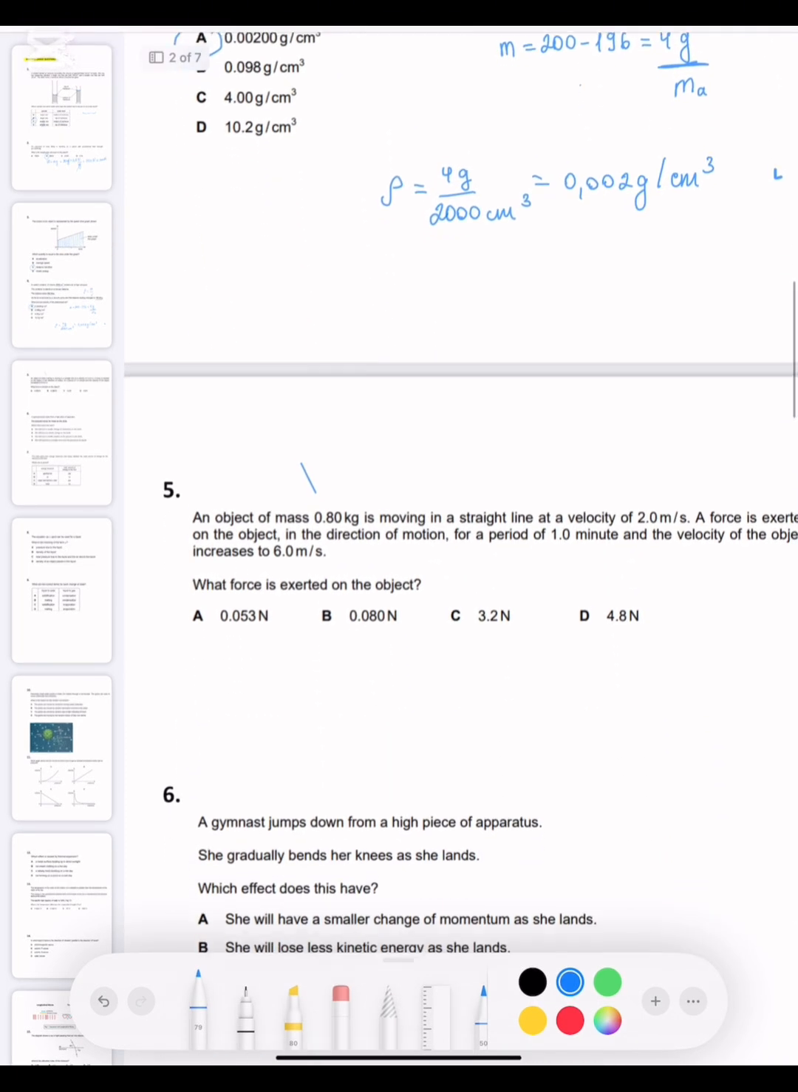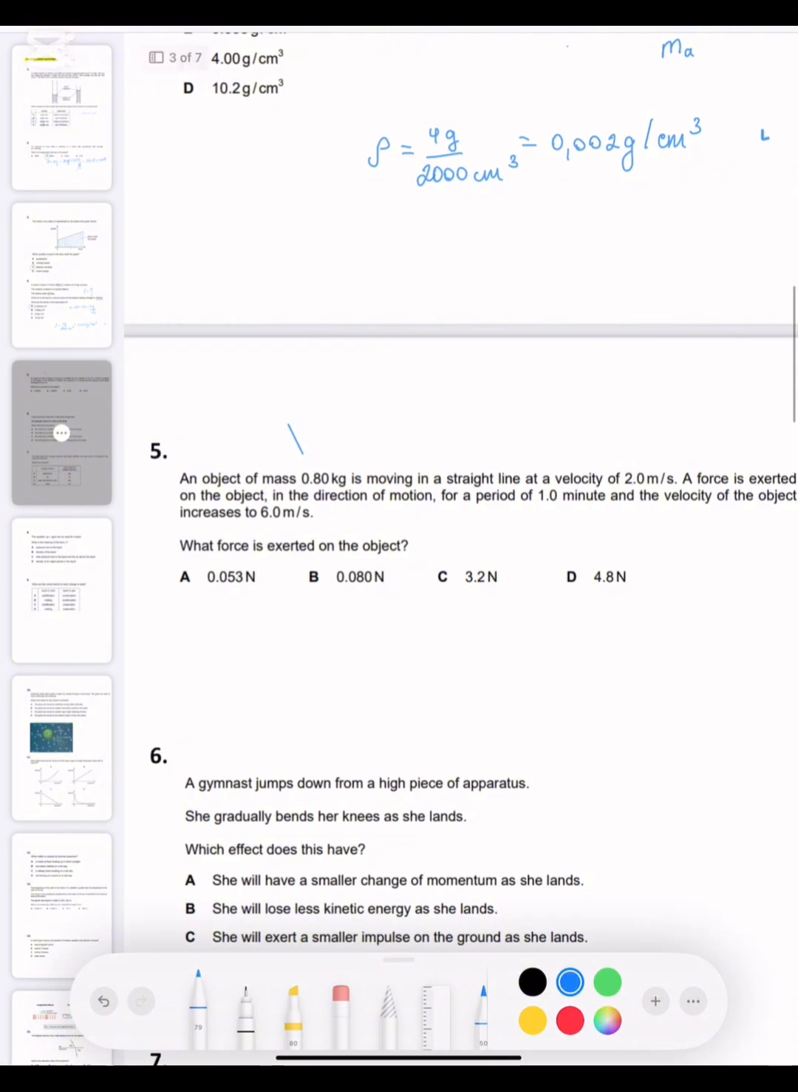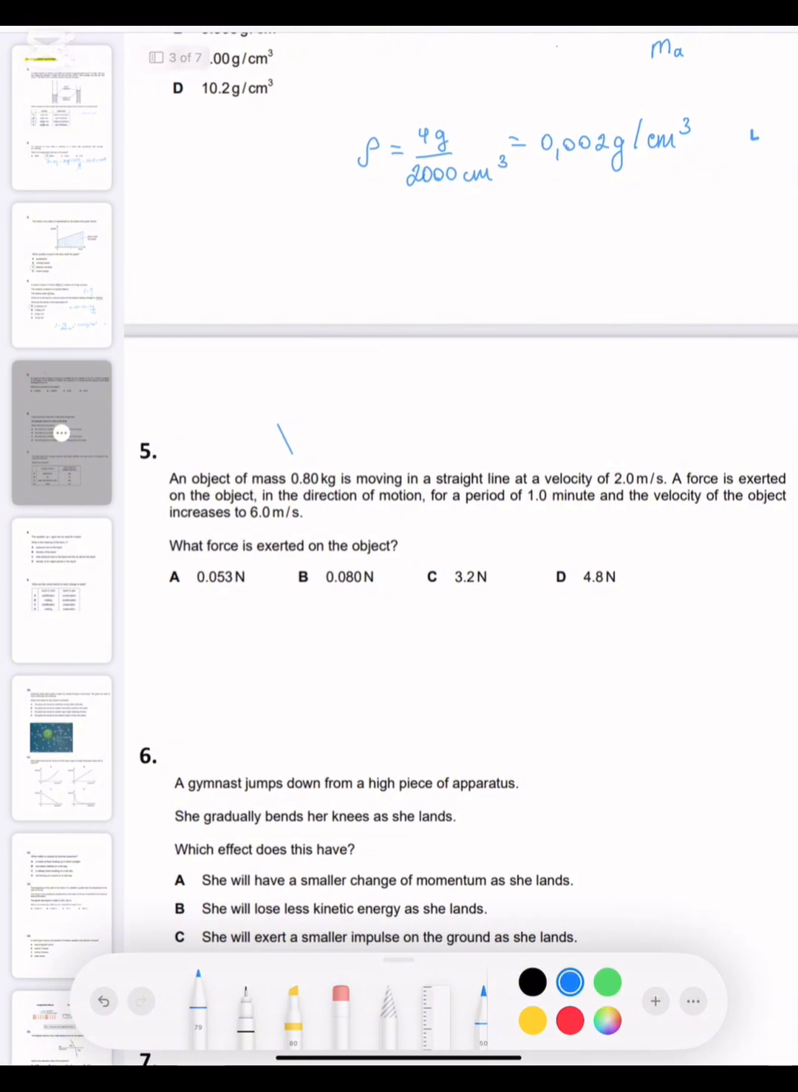Let's move on to the question number 5. An object of mass 0.8 kilogram is moving in a straight line at a velocity of 2 meters per second. A force is exerted on the object in the direction of motion for a period of 1 minute, and the velocity of the object increases to 6 meters per second. What force is exerted on the object?